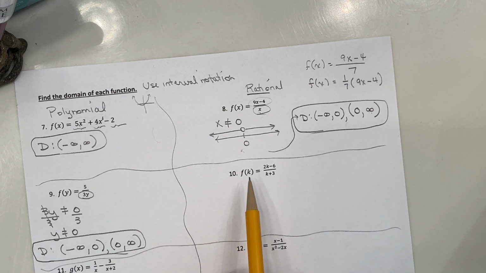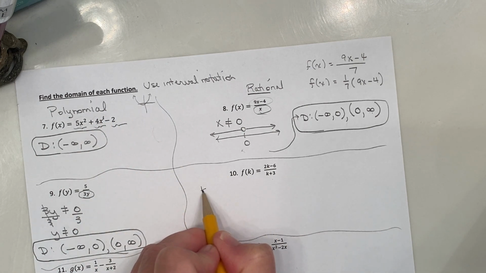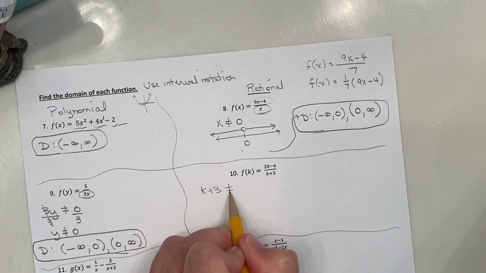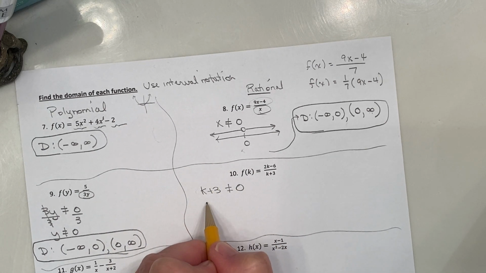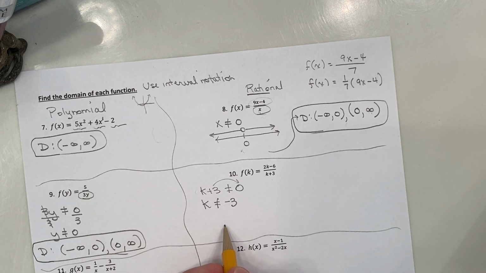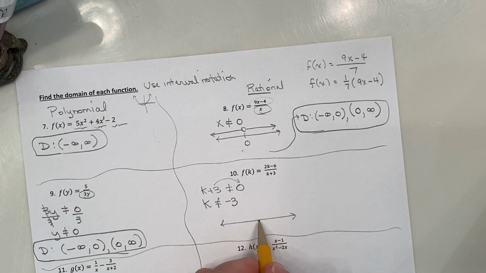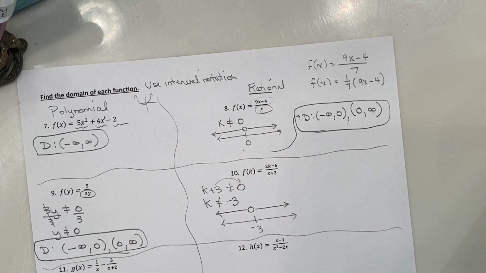All right, let me find the domain of f of k. Okay, so the domain question means let me connect to the denominator. So k plus 3 cannot be 0. That entire denominator cannot be 0. How do I solve this for k? Subtract a 3 to the other side. So k cannot be negative 3. So number line, negative 3, excluded with an open circle. All other values for k will work.